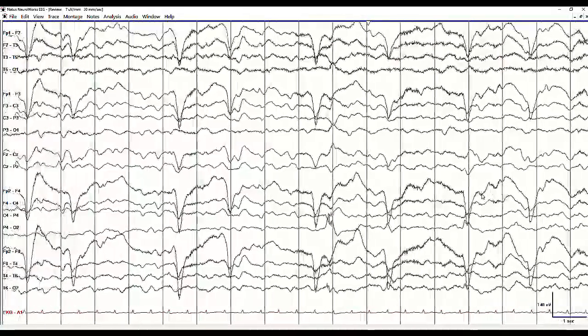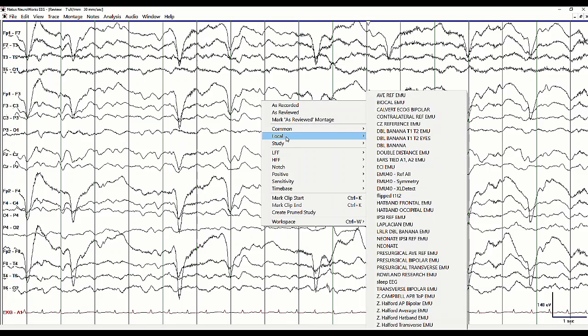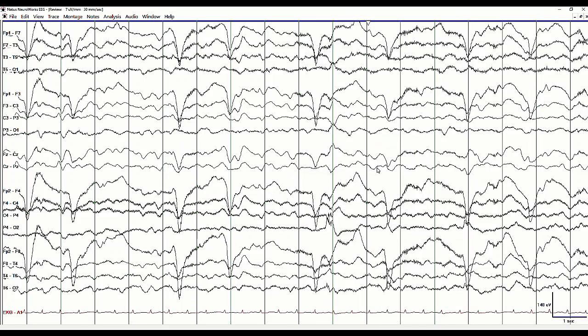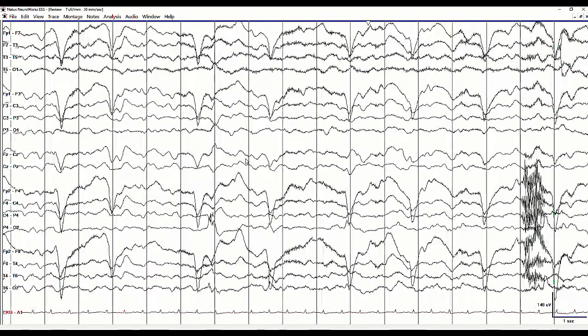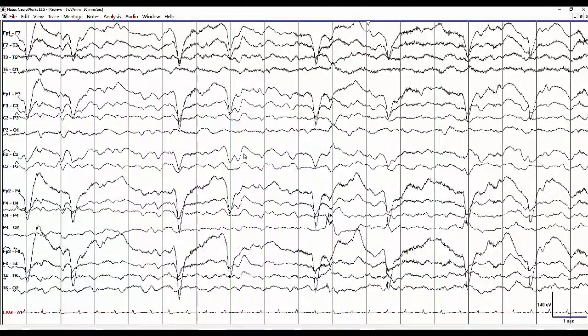So the notch filter is turned on right now, the 60 hertz filter. If we turn it off, we can see that there is some localized 60 hertz artifact within the C4 electrode as well as the P4 electrode, and maybe a little bit of 60 hertz within both the right and left occipital electrodes. So we'll go ahead and turn on the notch filter to clean up the study a little bit. And what we're seeing here is a cluster of eye blinks.